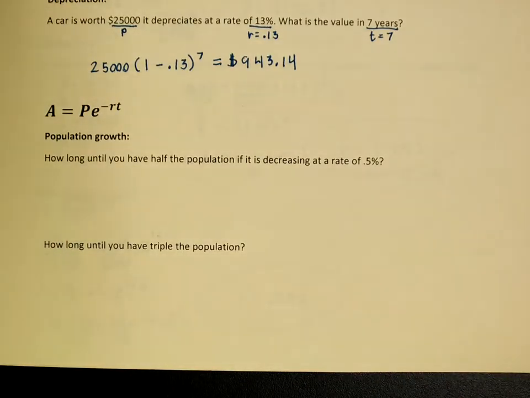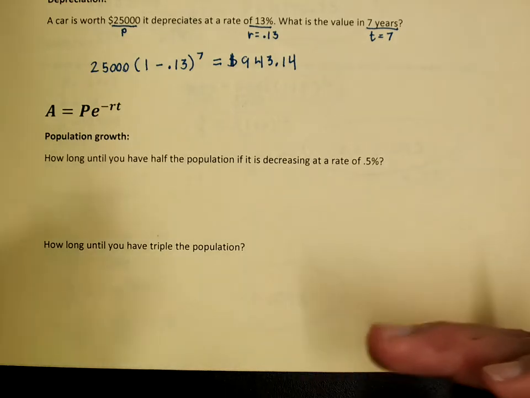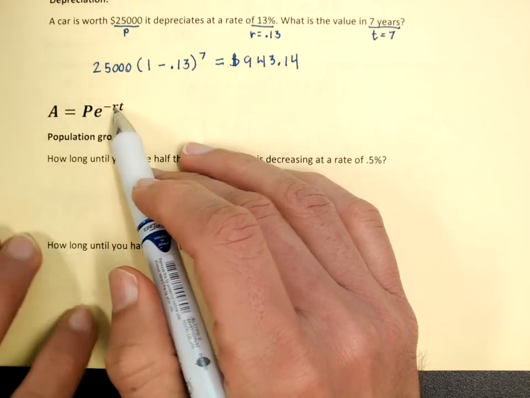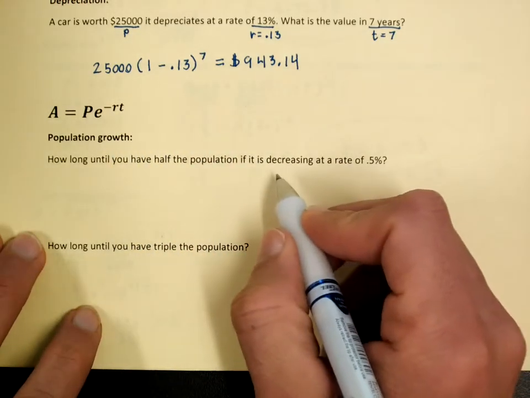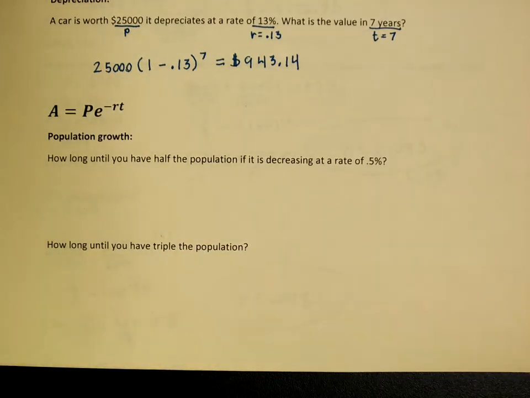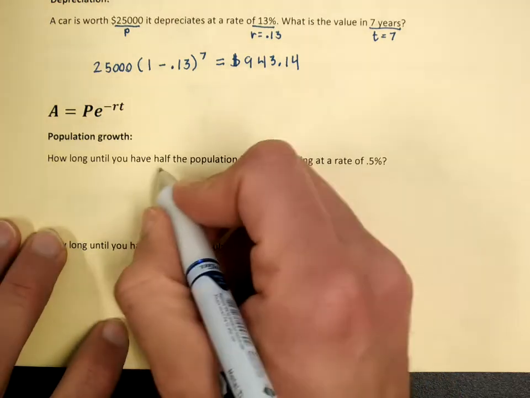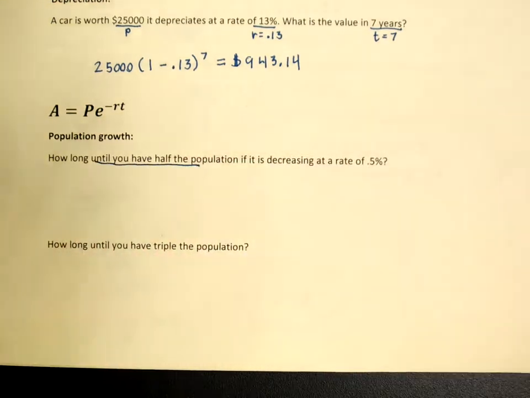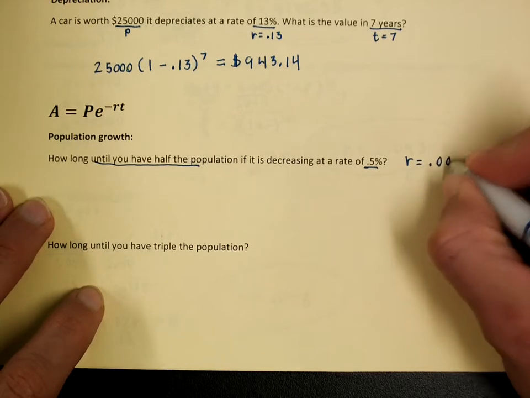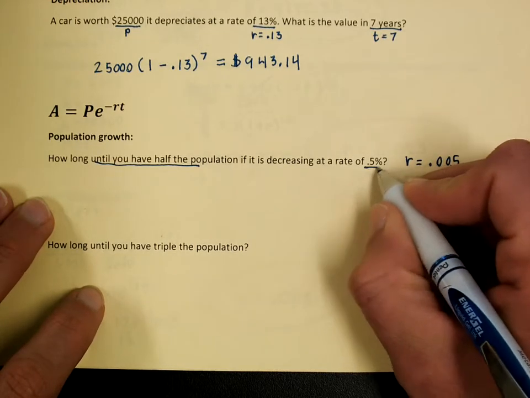All right. So now we have something called population growth and decay. Now in this one, for example, the population is decreasing. So we're going to use this one that has a negative because it's decreasing. And notice that even though it doesn't say it, it's decreasing continuously. Okay. So we're just going to use this. Now notice that it says, how long until you have half? And it doesn't give me much information other than the rate. So this is 0.005, right? If I move that decimal twice, that's 0.5 right there.